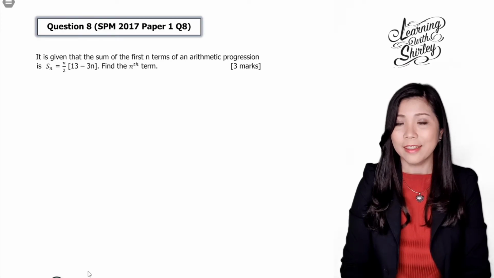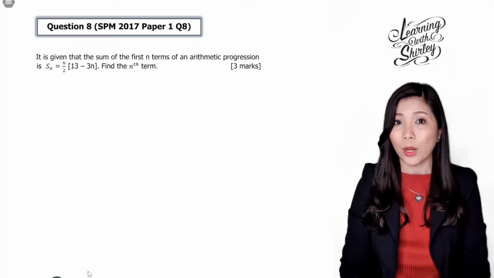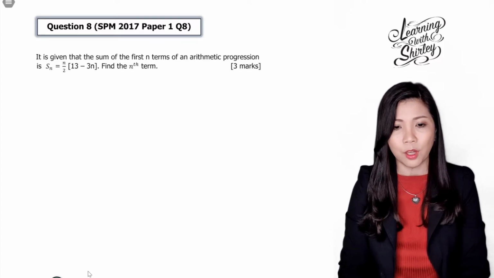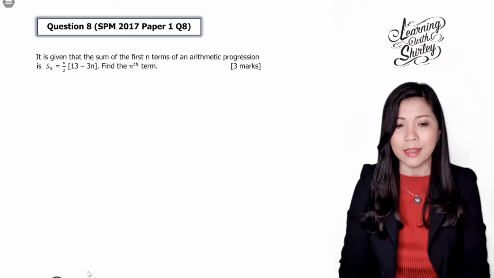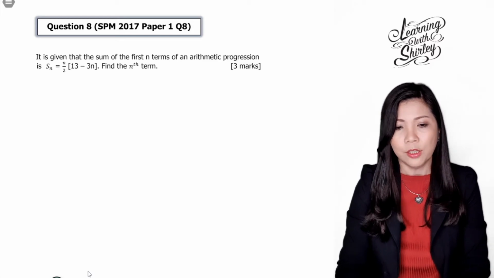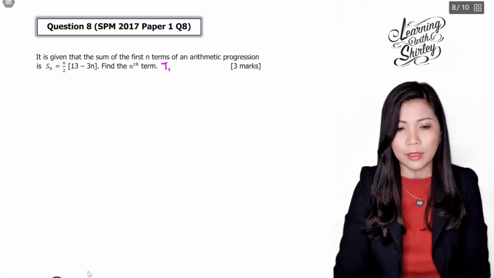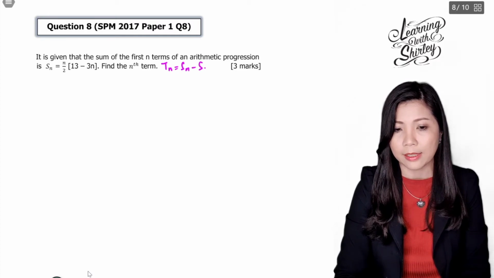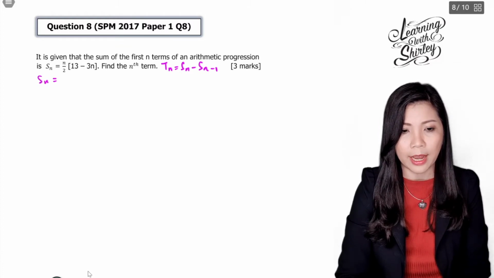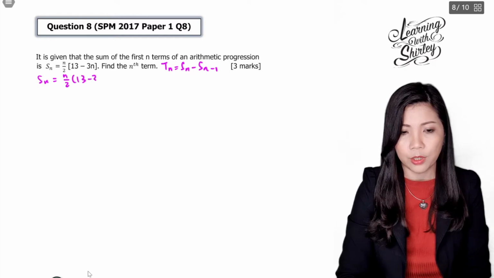Let's look at question 8. This is SPM 2017, question 8. It is given that the sum of the first n terms of an arithmetic progression is Sn equals n over 2, 13 minus 3n. Find the nth term. For this, we are going to use this formula, Tn equals Sn minus Sn minus 1. So now, I'm going to write down Sn again. Sn is n over 2, 13 minus 3n.